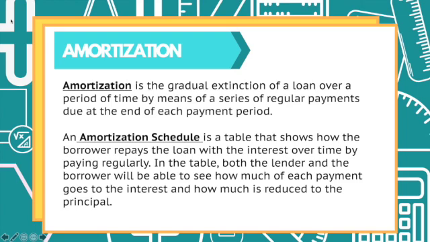Okay, so when we construct an amortization schedule, we construct a table that shows how the borrower repays the loan with the interest over time by paying regularly. In this table, both the lender and the borrower will be able to see how much of each payment goes to the interest and how much is reduced to the principal.